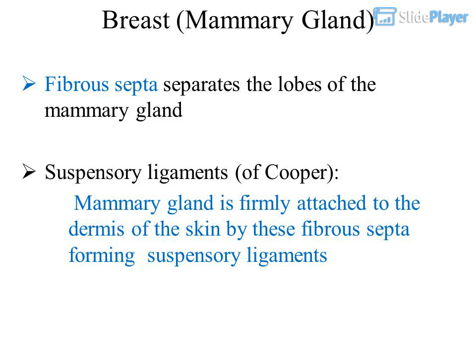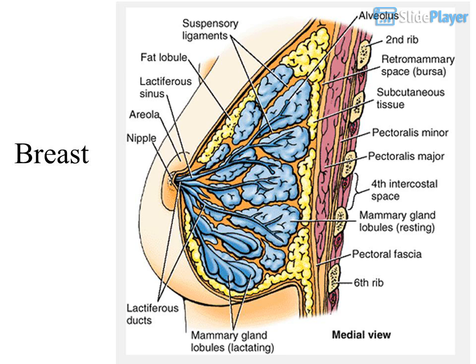Fibrous septum separates the lobes of the mammary gland. Suspensory ligaments of Cooper: the mammary gland is firmly attached to the dermis of the skin by these fibrous septa forming suspensory ligaments.